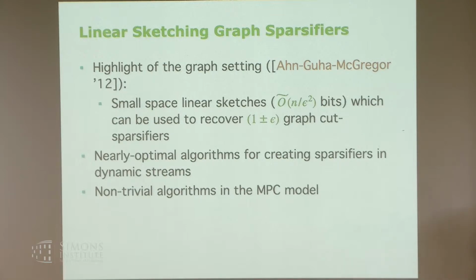So as a starting point, it turns out this question was originally studied in the graph setting in the 2010s. A really nice line of work by Ahn, Guha, and then McGregor showed that if you want to construct cut sparsifiers of a graph, you can do this with just O tilde n over epsilon squared bits. And as mentioned before, this leads to very nice algorithms for creating sparsifiers in dynamic streams and in the MPC model.